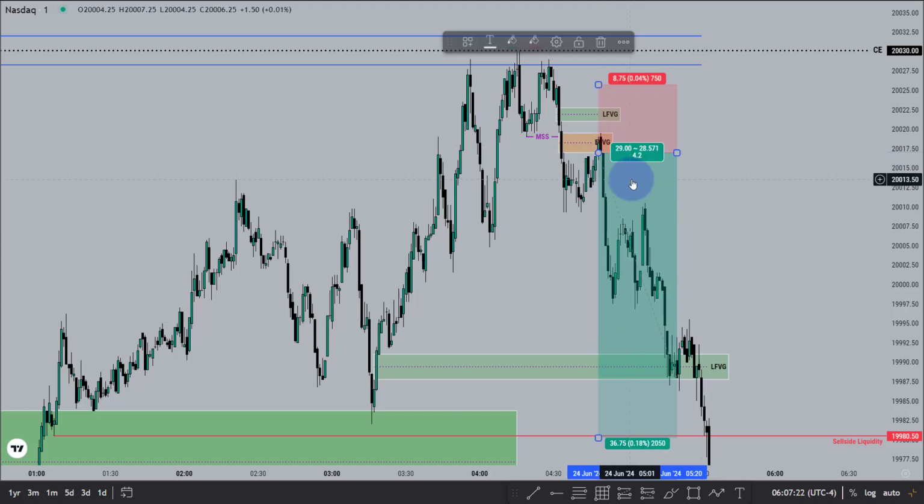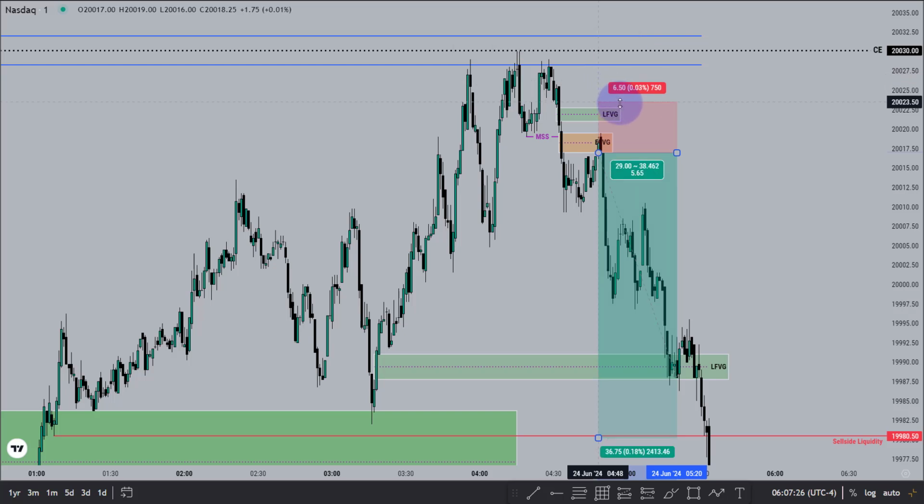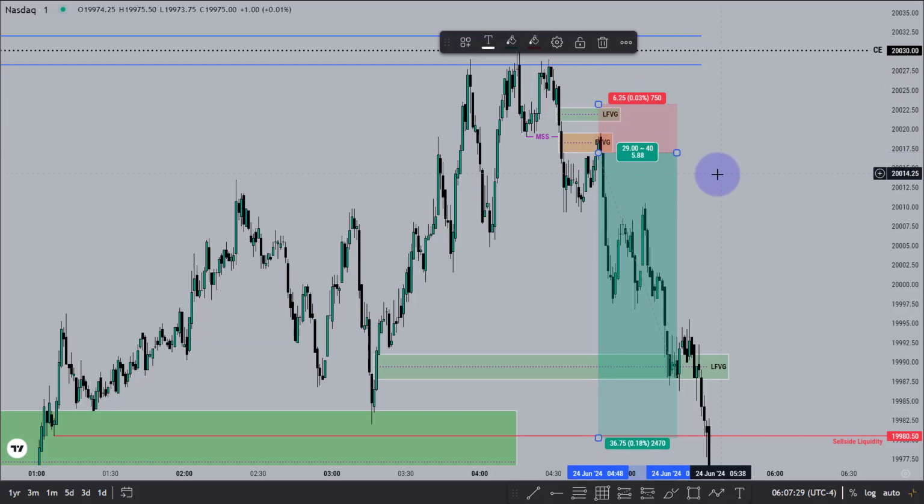Now what is the risk to reward ratio? It's about 1:4, and if you cover the last fair value gap, which is actually my rule, then it's about 1:6. Okay, I'm going to remove this one.